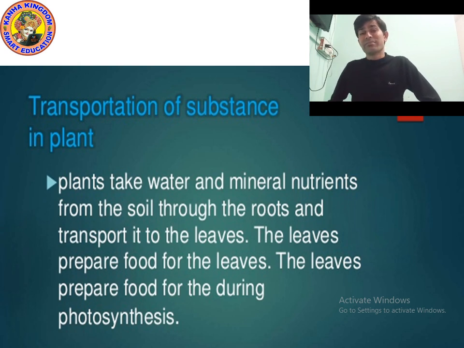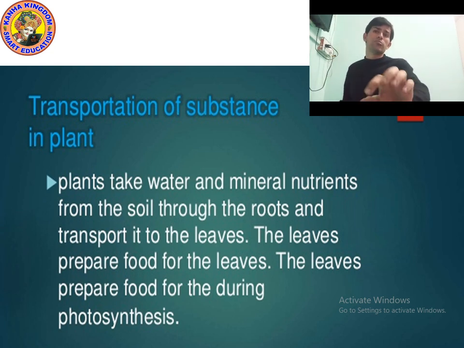And in their roots and the stem, many small tubes are present. So through these tubes it is transported to all parts, means to the leaves, to the different branches. And what is the function of leaves? The leaves prepare the food. Yes, we know that leaves prepare the food by photosynthesis.